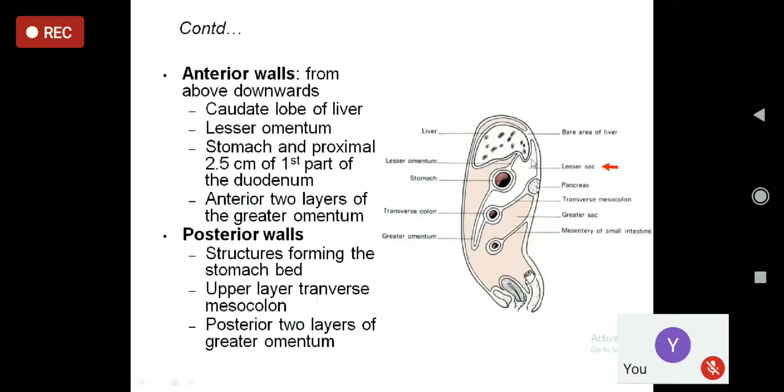They are the left crus of the diaphragm, left suprarenal gland, and splenic vessels. They are all the structures which form the stomach bed, so they form the posterior wall of the lesser sac, along with the upper layer of the transverse mesocolon. Here we can see the upper layer of the transverse mesocolon and the posterior two layers of the greater omentum, so the third and fourth layers. That is the posterior wall of the lesser sac.